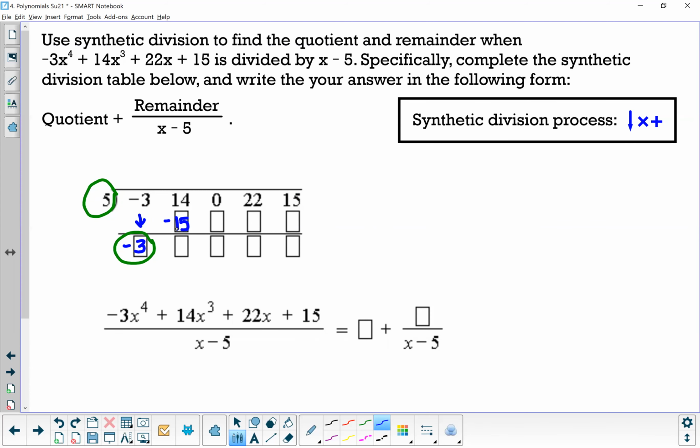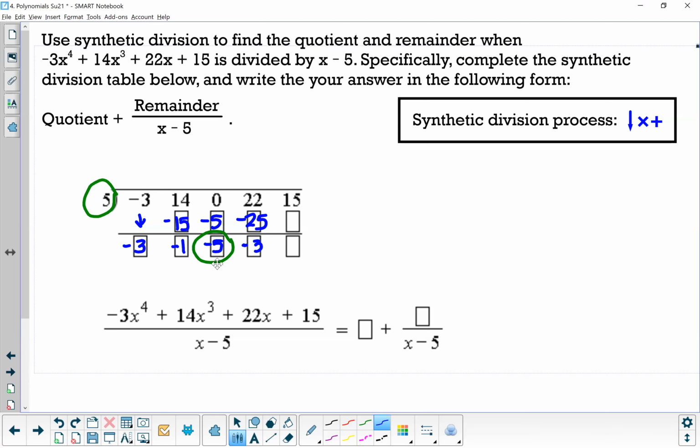Add 14 to the -15. Essentially, we need to subtract because they're opposite signs, so we get -1. All right, starting the cycle again, multiply -1 by the 5. So we get -5, add 0 and -5, and we get -5. All right, begin the cycle again. -5 times +5, which is -25. Add 22 and -25, and you get -3.